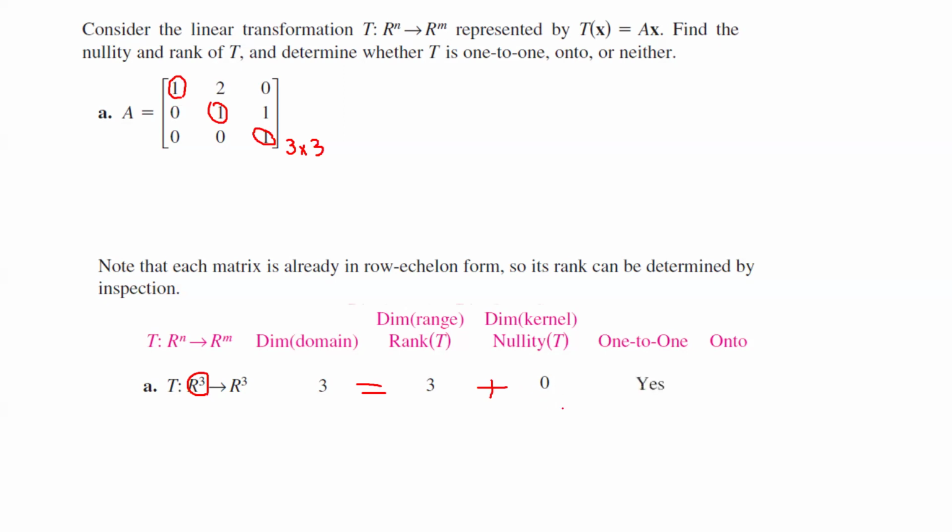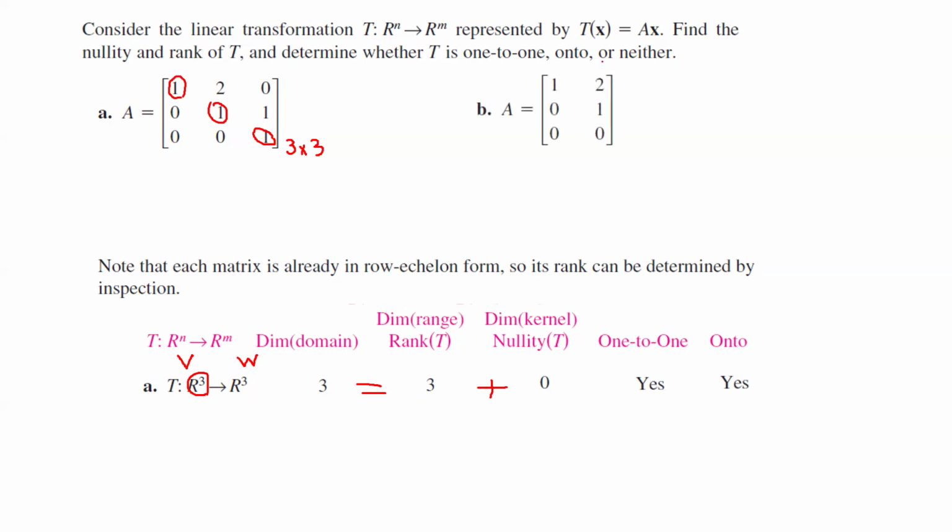Is it one-to-one? Yes. Why is that? Because the dimension of the kernel or the nullity is equal to 0. Is it onto? Yes. Why is that? Because the dimension of the range or the rank of T is the same as the dimension of the W here. So this is your V, everybody, and this is your W. W is of dimension 3, the same as the dimension of the range, which is 3.